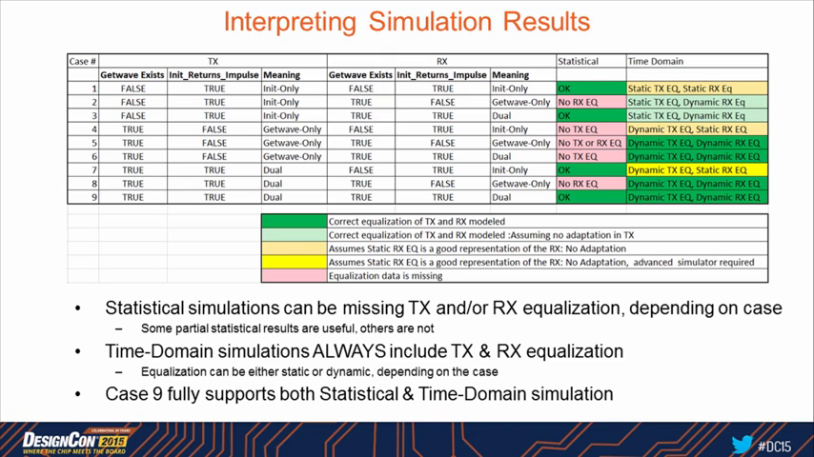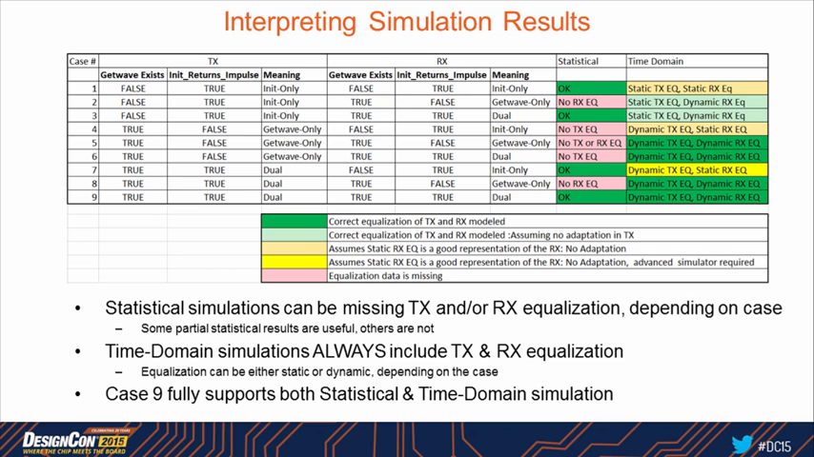When I look at a time domain result, does it have static or dynamic equalization? And so what we've done here is we've gone through and itemized all these things and shown good, bad, and indifferent, what all these cases represent. Right? And what we note in particular is time domain results are always valid. They always include both transmit and receive equalization, even though sometimes the equalization might only be static.